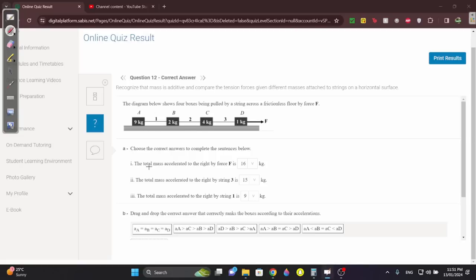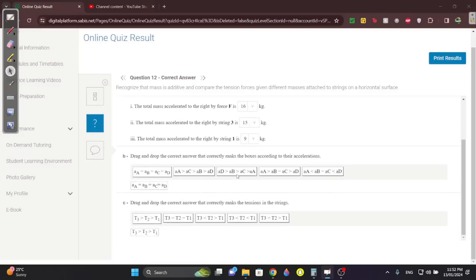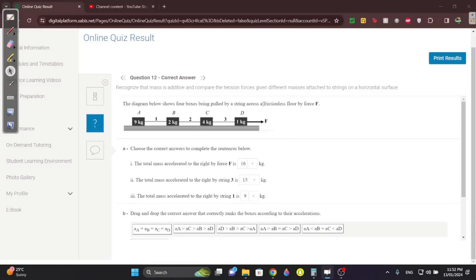Okay. Part A, the total mass accelerated to the right by force F. How much is it pulling? Add these up. 1 plus 4 plus 2 plus 9. Here 16. Or string 3, you're going to add these, you get 15. Or string 1, obviously it's 9 kilograms by string 1. Okay, that's simple. But please pay attention to the question.